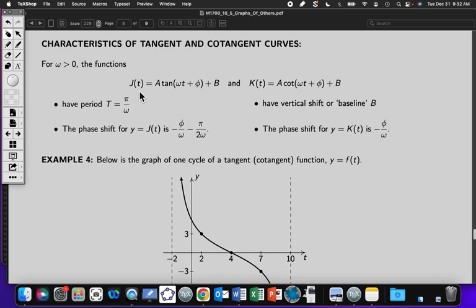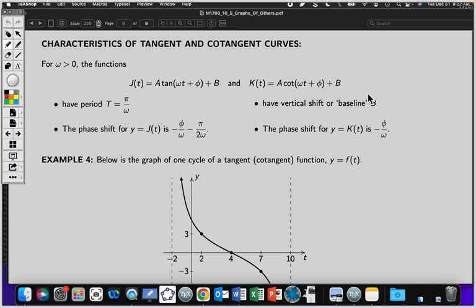We do have a baseline, a vertical shift here of y equals b. We don't really talk about a as an amplitude because these have infinite amplitudes and there's no gaps. So the only role that a is going to play, it will be the vertical stretch, and if a is positive, it'll keep tangent increasing. If a is negative, it'll keep tangent decreasing, and then the opposite for cotangent.